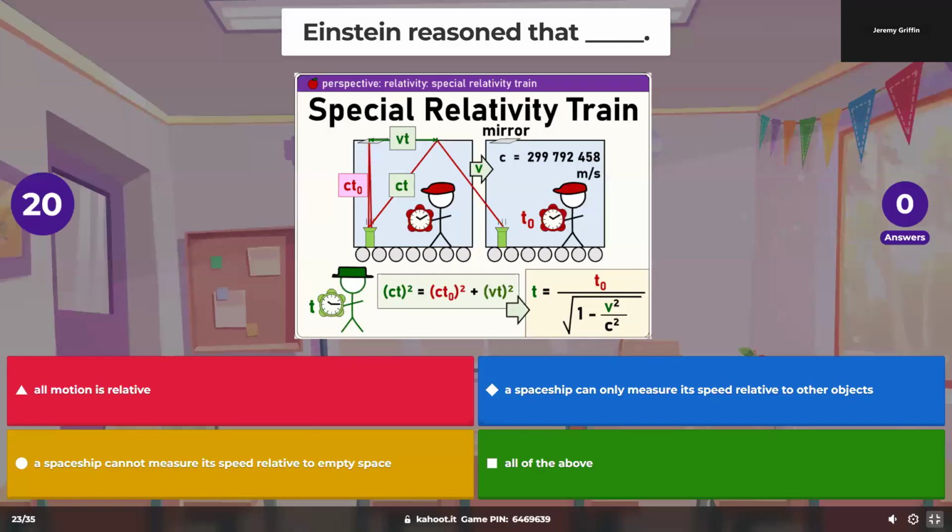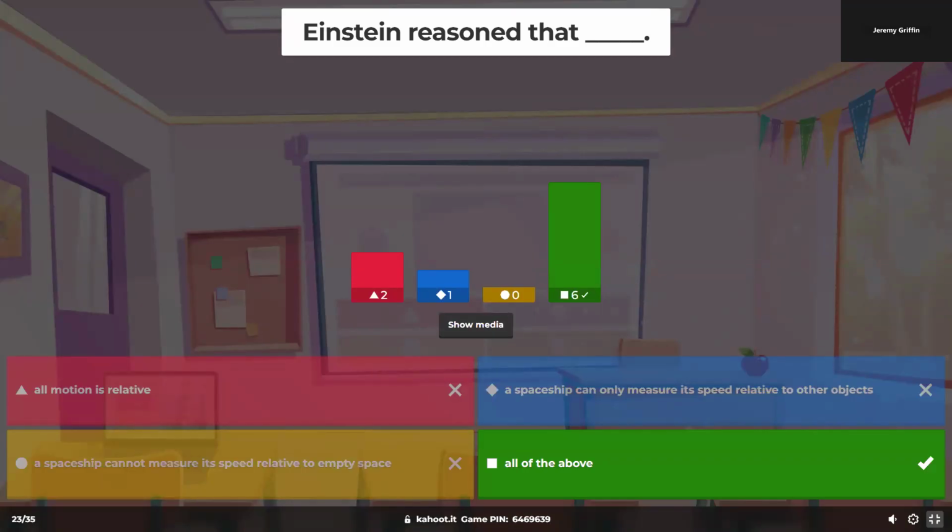Einstein reasoned that all motion is relative. A spaceship cannot measure its speed relative to empty space. A spaceship can only measure its speed relative to other objects. All the above. What does Einstein relativity mean? Yeah, all those are implicit in Einstein's theory of relativity. Okay. So if you go back before Einstein, in the Newtonian physics era, you might imagine that there's some post in the universe you could measure everything with respect to, but Einstein says, not so fast.